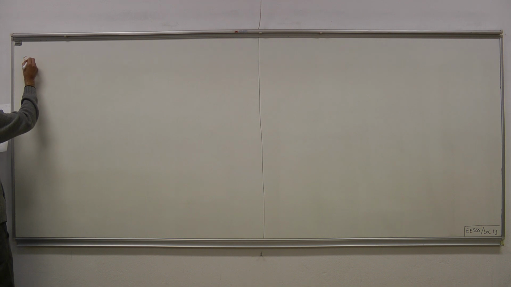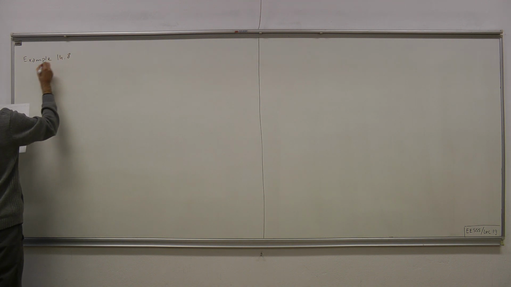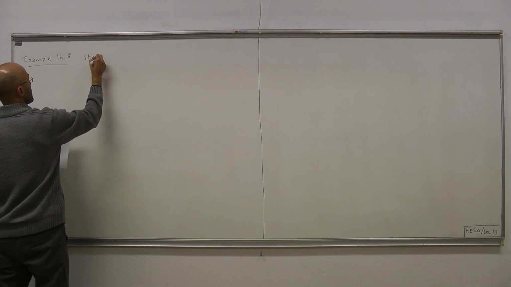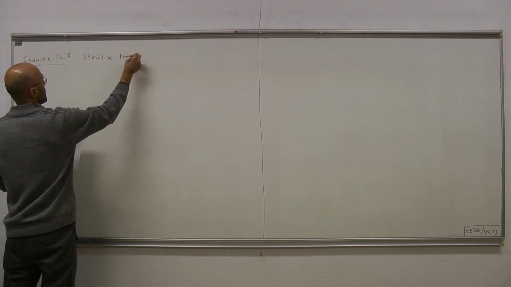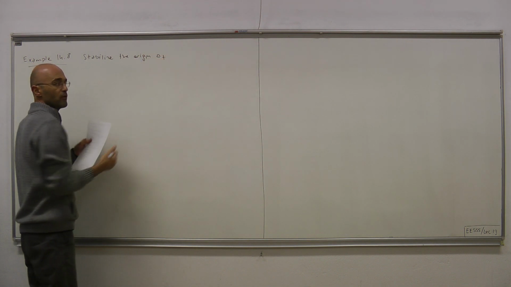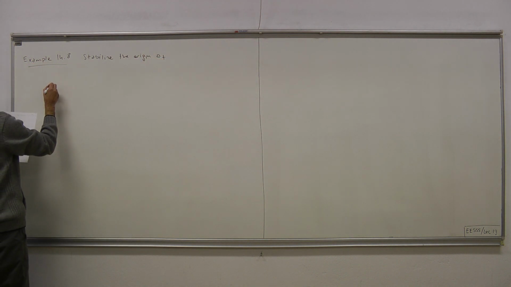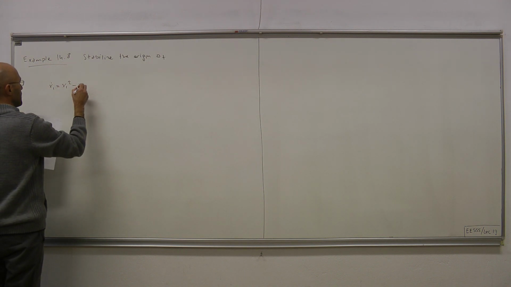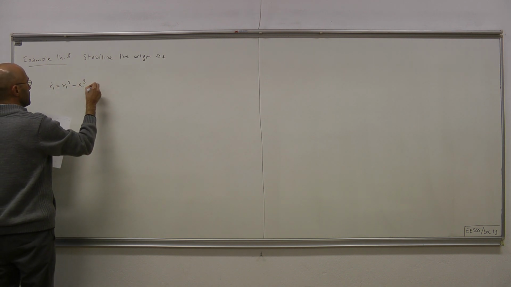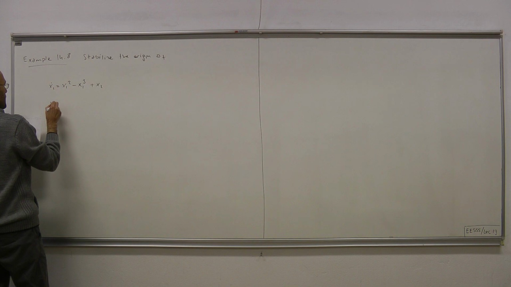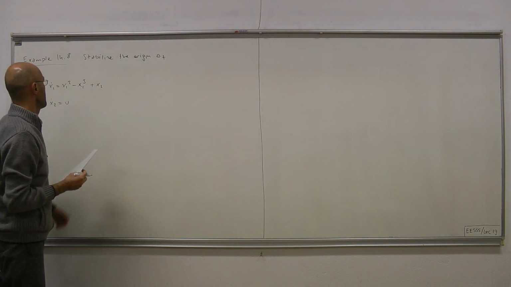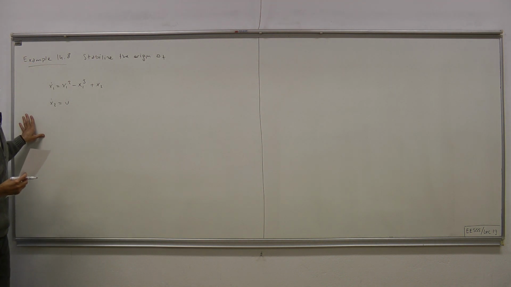So this is our first example from the text, example 14. Stabilize the origin of the following second order control system: x1 dot equals x1 squared minus x1 cubed plus x2, and x2 dot equals u. Now this system is in strict feedback form.